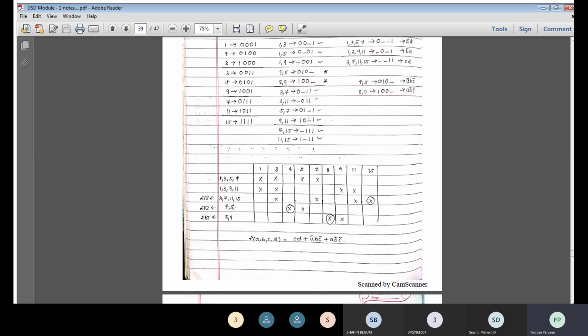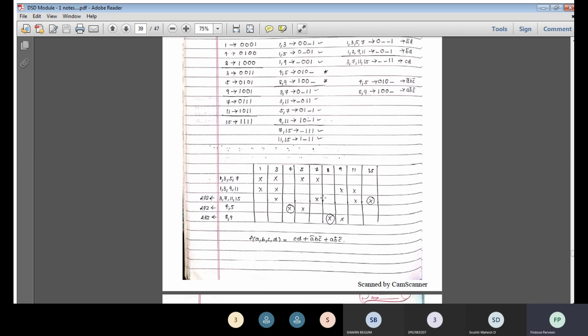So what I'll be doing, 4, 5, 8, 9, and I'll write all. I'll put a cross mark. I'll write down the minterms what has been given, and I'll put the cross mark wherever it is. So that is 1, 3, 5, 7. I'll put it 1, 3, 5, 7. I'll put a cross mark. So 1, 3, 9, 11. I'll put a cross mark 1, 3, 9, and 11. So next 3, 7, 11, 15. I'll put a cross mark 3, 7, 11 and 15.